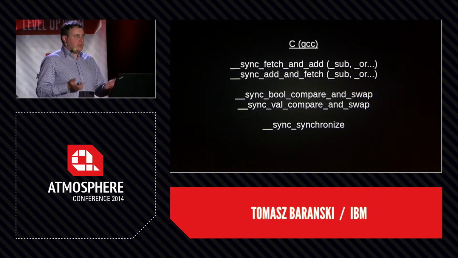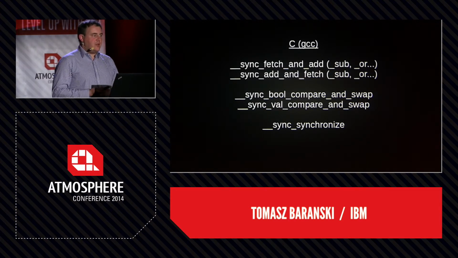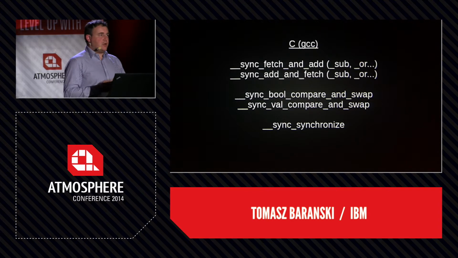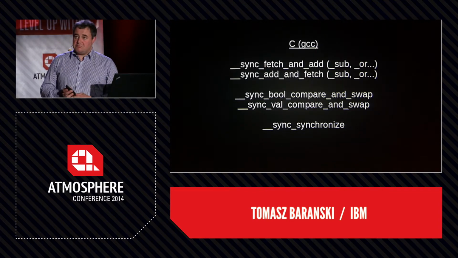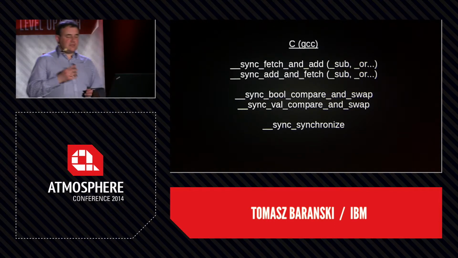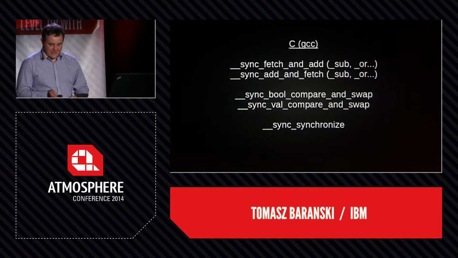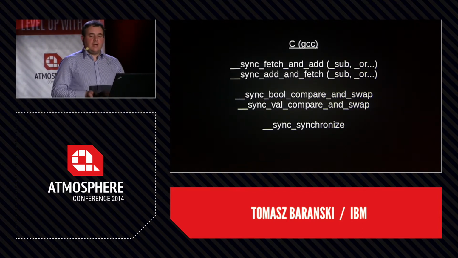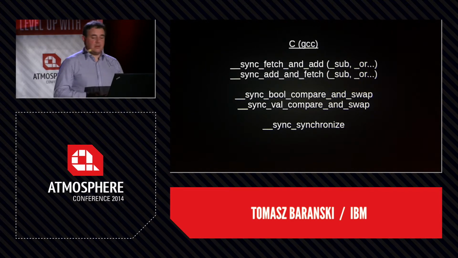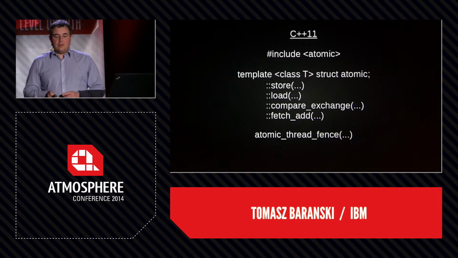They don't decide. They are used to implement a CAS loop. Bool reports success or failure. Val returns the old value if the operation failed and the new one if it succeeded, or the other way around, I don't remember. And sync synchronizes with a full memory barrier. GCC does not give us access to other memory barriers. If we want to do that, we need to get down to assembly.